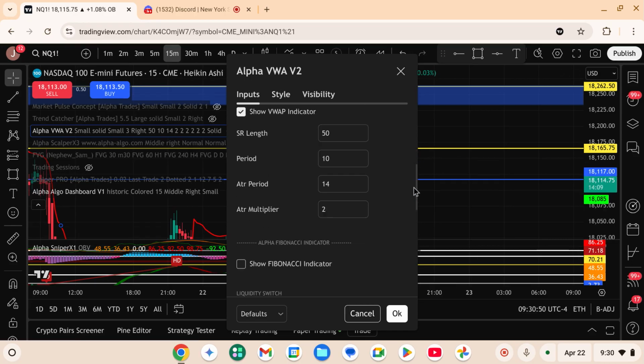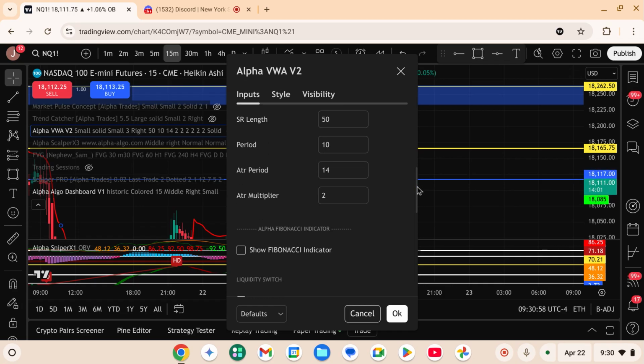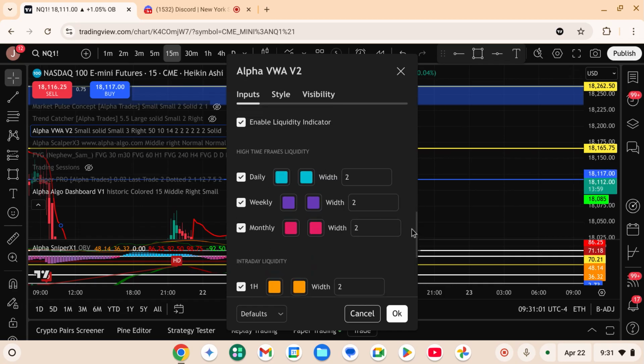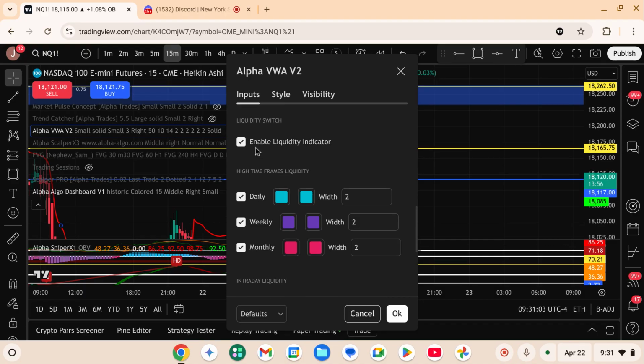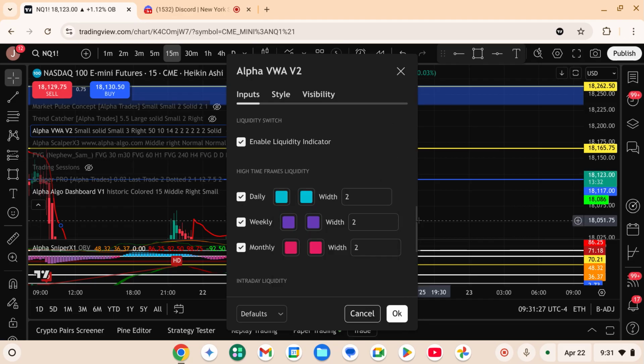This is basically like a mid-term trend, and then I have another setting for short term, but let's skip past that. And then here is liquidity that's enabled, and these are all checked. The width is 2, and then I just have my brightness turned almost to 100. That's what your setting should be for your liquidity.